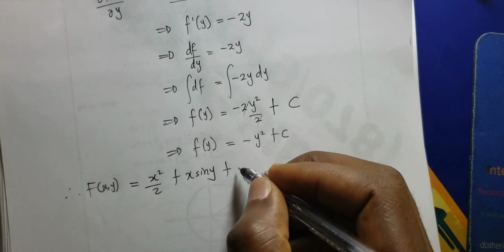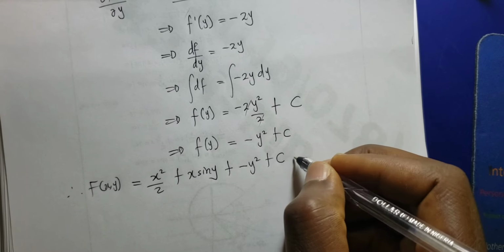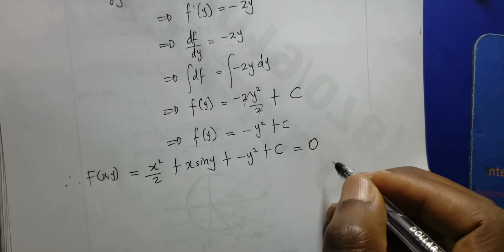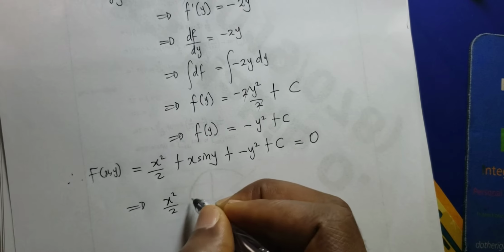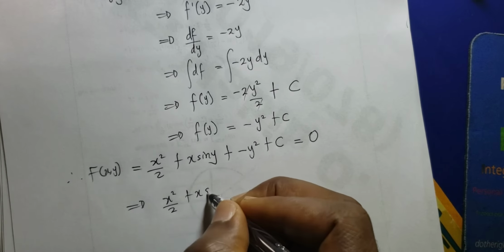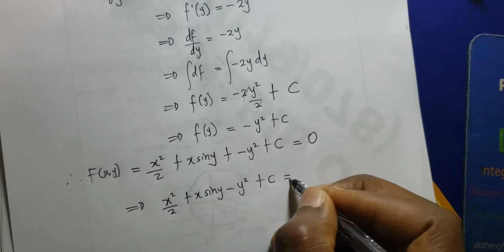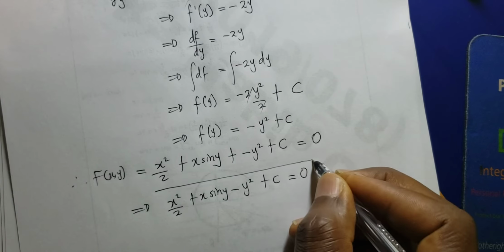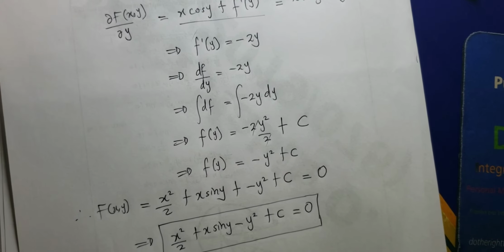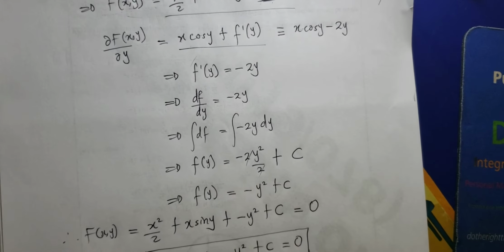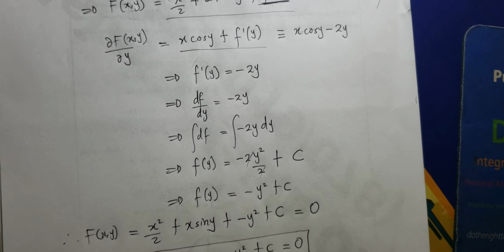We've now found f of y to be minus y squared plus c. So the final solution is going to be equating this to 0. At the end of the day, I'm going to have x squared over 2 plus x sine y minus y squared plus c equal to 0. That will be the solution of the exact differential equation. So I think this is quite easy stuff to do.